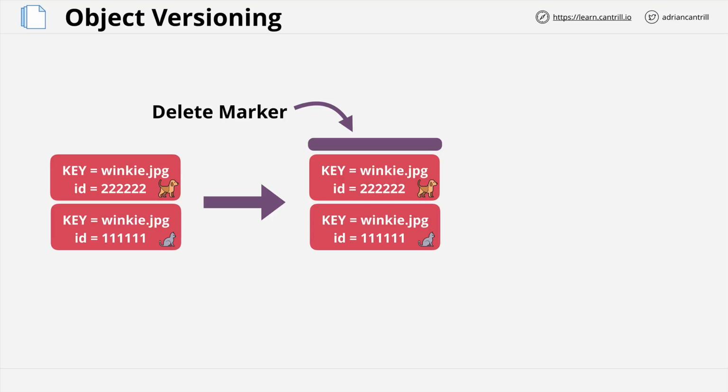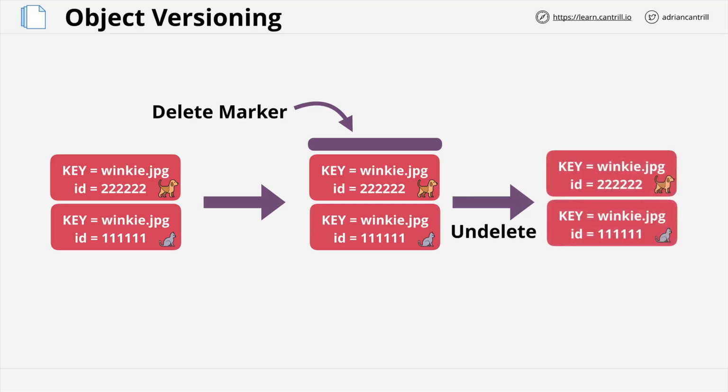The delete marker is a special version of an object which hides all previous versions of that object. But you can delete the delete marker, which essentially undeletes the object, returning the current version to being active again, and all the previous versions of the object still exist, accessible using their unique version ID.